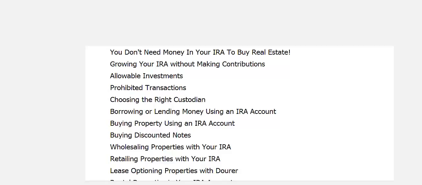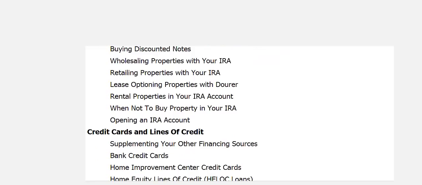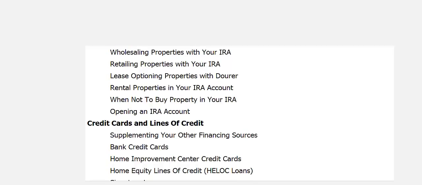Lease optioning properties with your IRA. Rental properties with your IRA account. When not to buy a property in your IRA. And how do you open up an IRA account just for real estate?